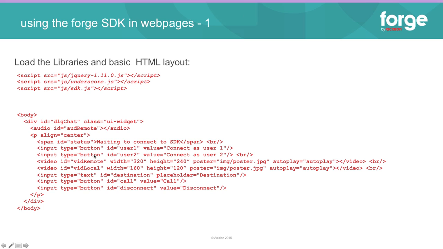So there are 2 buttons, one to connect as user 1, one to connect as user 2. There's 2 video tags. This is where the remote video is going to be displayed and where the local video is going to be displayed. Then there's a simple text box, which is what I'm going to use to type in the destination when you want to make a call. There's a button to actually do the call, and there's a button to disconnect the call. So as you can see, it's just a fairly simple user interface defined in HTML.